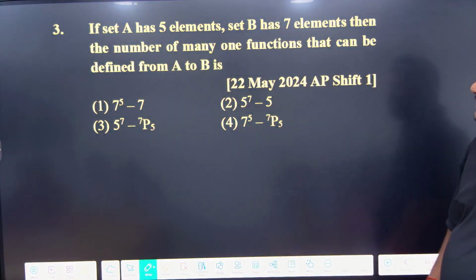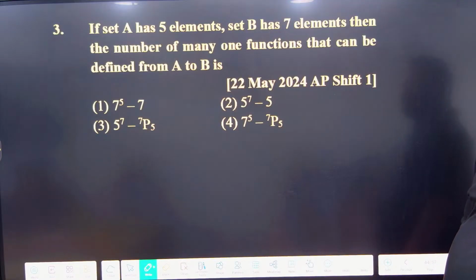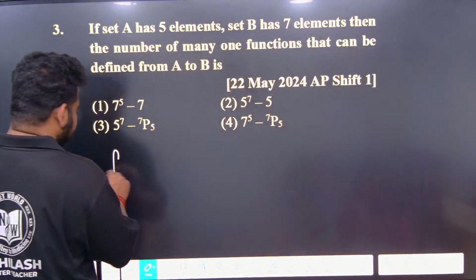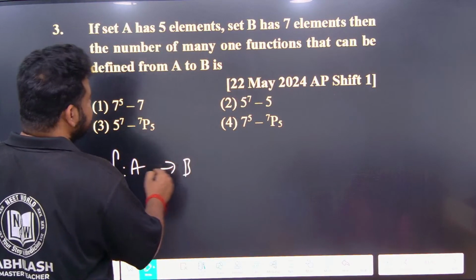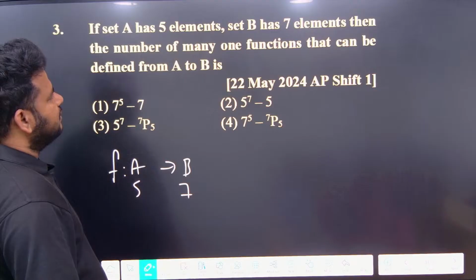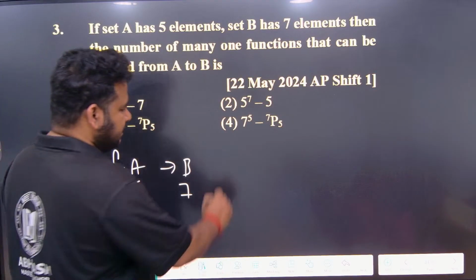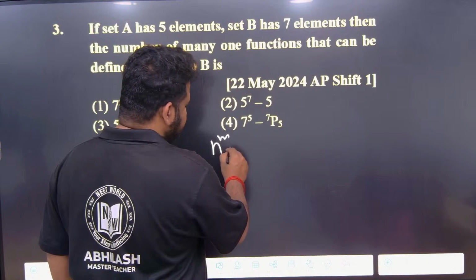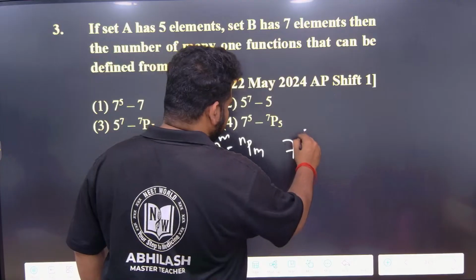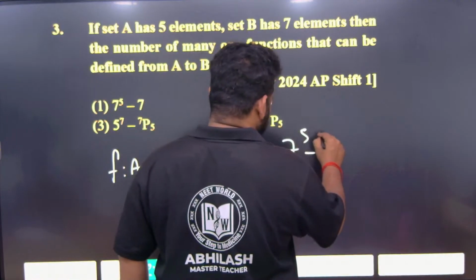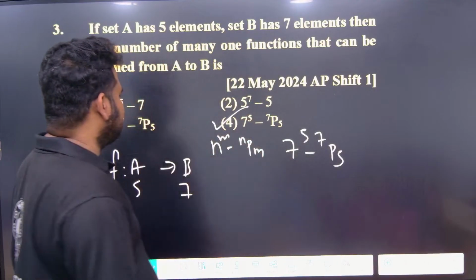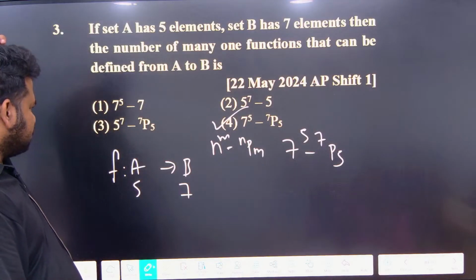Now look at this. If set A has 5 elements and set B has 7 elements, the number of many to one functions that can be defined from A to B. So they are asking about functions defined from A to B. Set A has how many elements? 5 elements. This has how many elements? 7 elements. They are asking about the number of many to one functions. Many to one functions is n power m minus npm. Correct? n is what here? 7. 7 power 5 minus 7p5. What is the answer? Fourth option. Okay, fourth option.